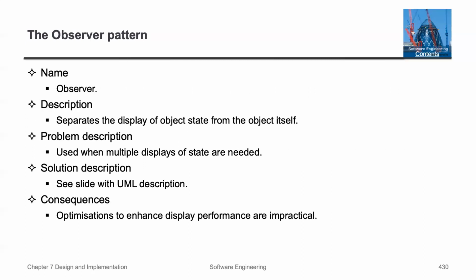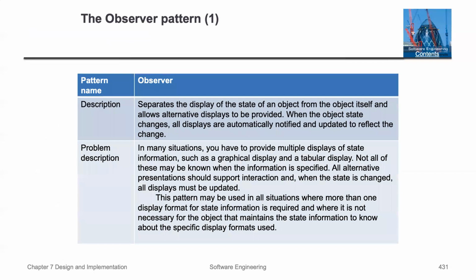As an example, for the observer pattern, the name is observer, and the description separates the display of object states from the object itself. And so for the problem, it's used when multiple displays of states are needed. And the solution is, well, you want to see the slide with the UML description. So we have that contained here in our presentation. And the consequences, optimizations to enhance display performance are impractical. So you need to have multiple ways of displaying data based on what is necessary.